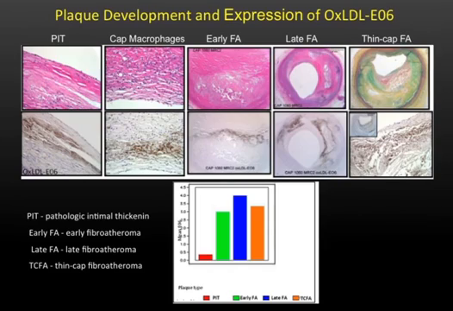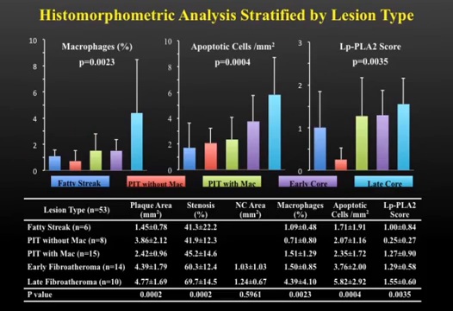We can also show you the expression of oxidized LDL. We did this work in collaboration with Sam Samikas, and the antibody was provided by him. If you look at oxidized LDL with the E06 antibody, you can see the expression is essentially only there when you see early necrotic core and late necrotic core, and it is highly expressed in thin cap fibroatheroma. At the same time, I will show you that we also see Lp-PLA2 expression.